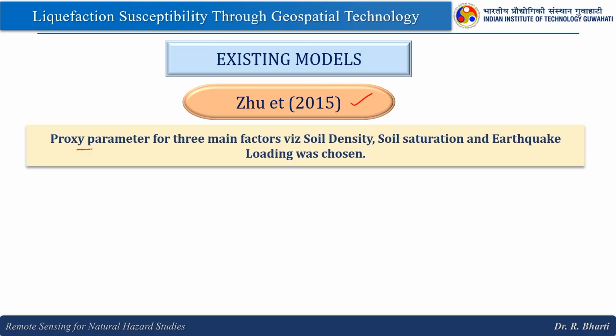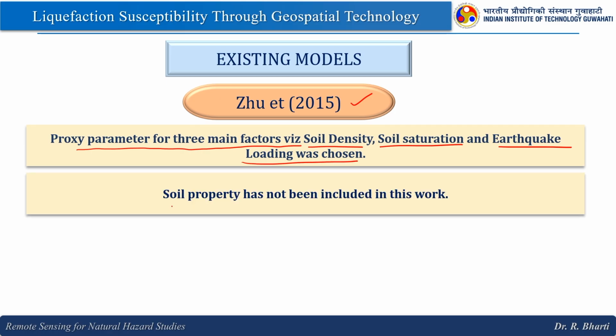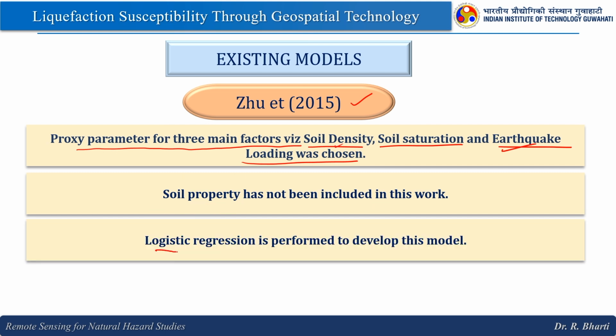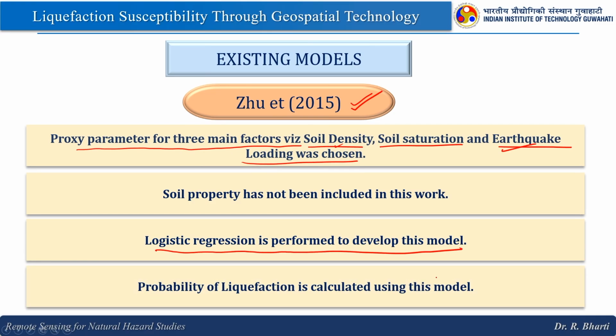2015. So, the proxy parameters for 3 main factors like soil density, soil saturation, earthquake loading were chosen. Soil property has not been included in this particular work. So, they did not consider this, but they used logistic regression to develop this Zhu et al. model, right. Then probability of liquefaction is calculated using their model, and they have also validated it.